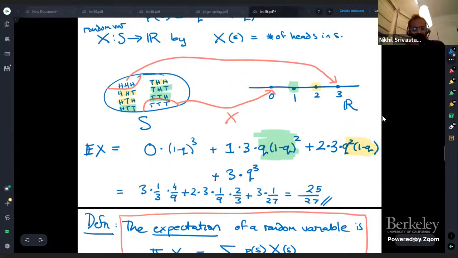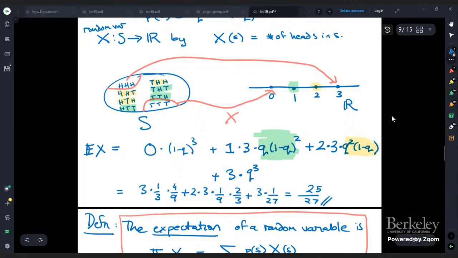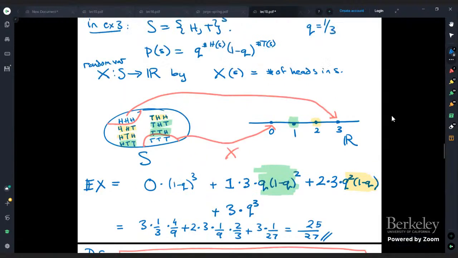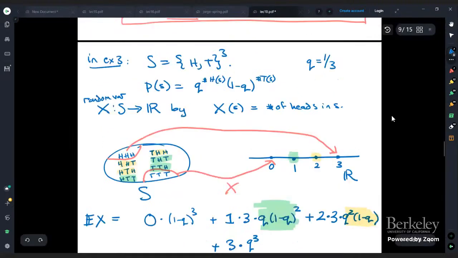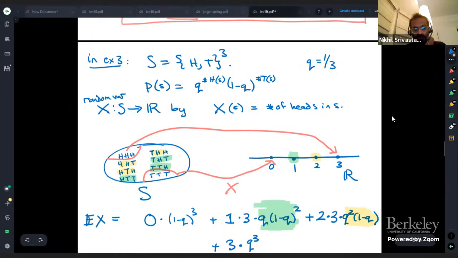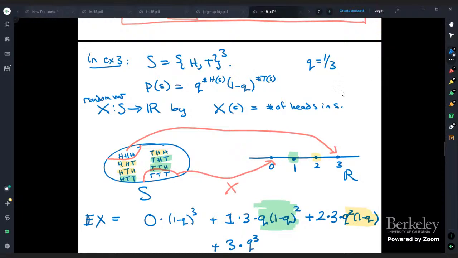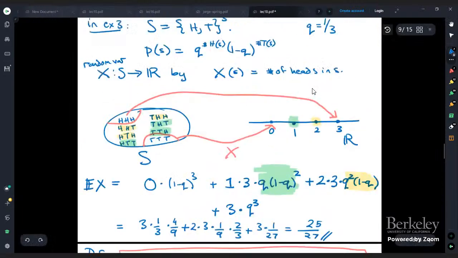So any questions about that computation? A quick question, Professor. So the random variable is still a probability value, so therefore it has to be between 0 and 1, correct? No. The random variable is a function from the sample space to the reals, and as you can see, sometimes it takes value 3. Okay, got it.